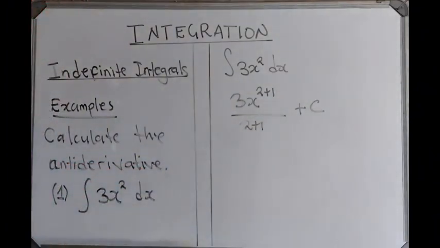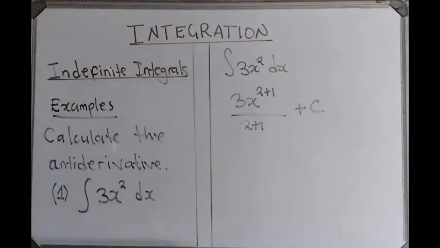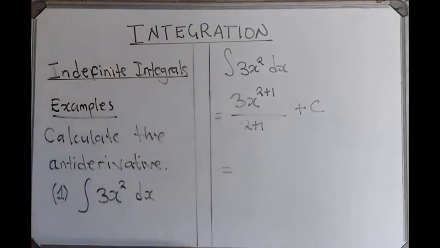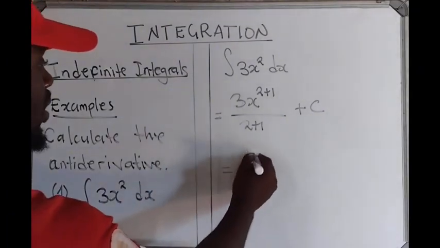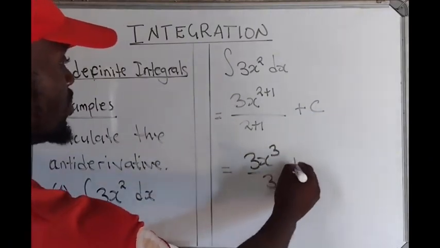Why are we adding c? This is an indefinite integral, so there is need for us to put the arbitrary constant there. So from here, when you add the power 2 plus 1, what are you getting? You definitely get a 3. So you write 3x to the power 3 over 3 plus c.